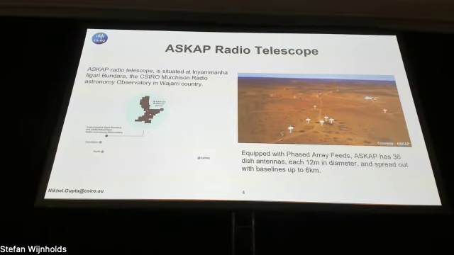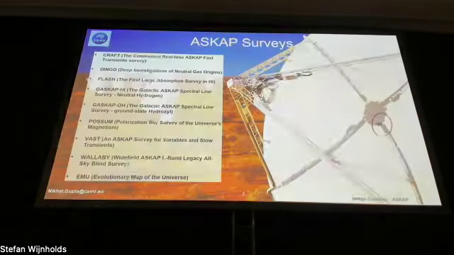Quickly on ASKAP, there were several talks on ASKAP yesterday. It's located at Inyarrimanha Ilgarijiri, the CSIRO MRO observatory in Wajarri country. It's about 700 kilometers north of Perth. It's equipped with phased array feeds, 36 antennas, 12 meter diameter each, and baselines up to 6 kilometers.